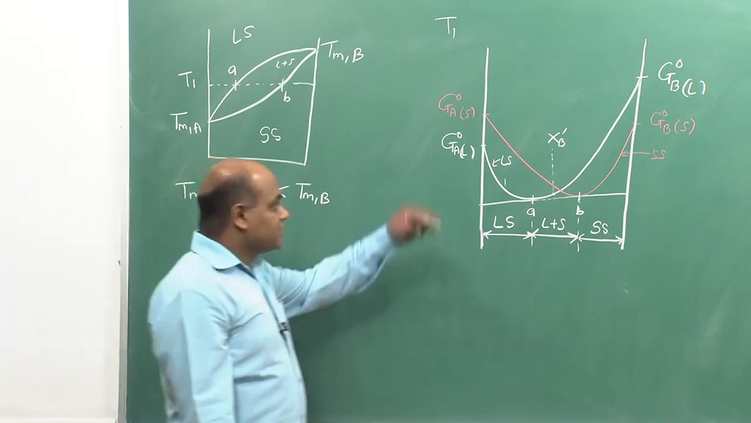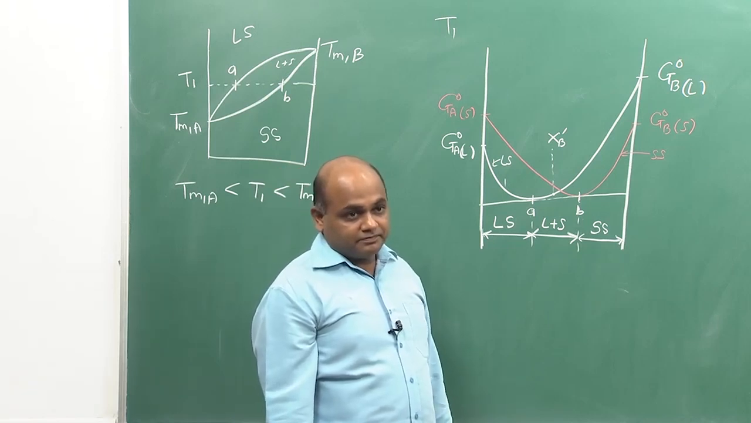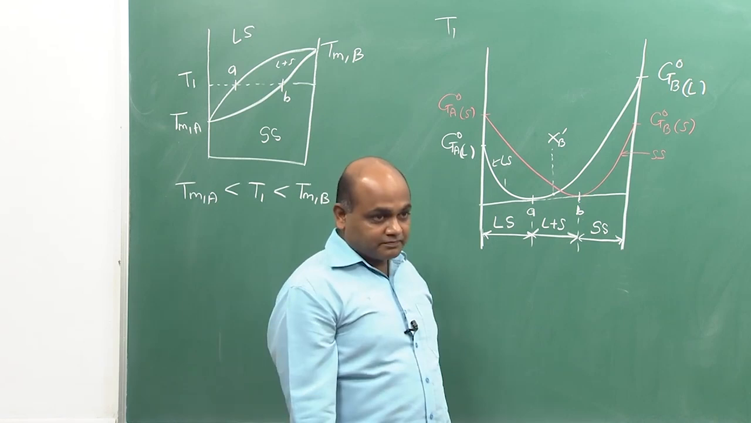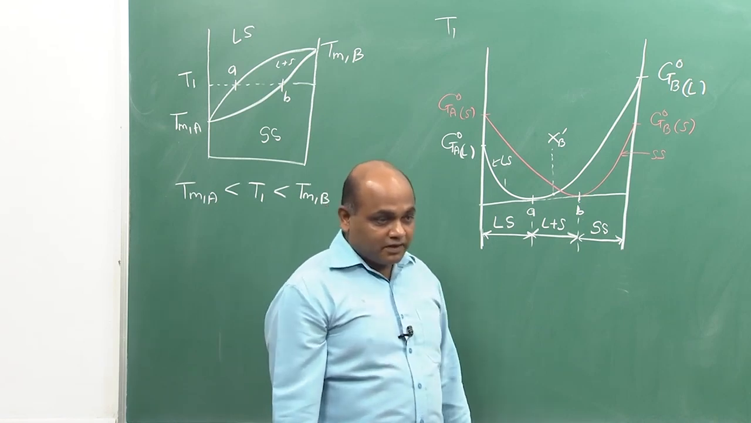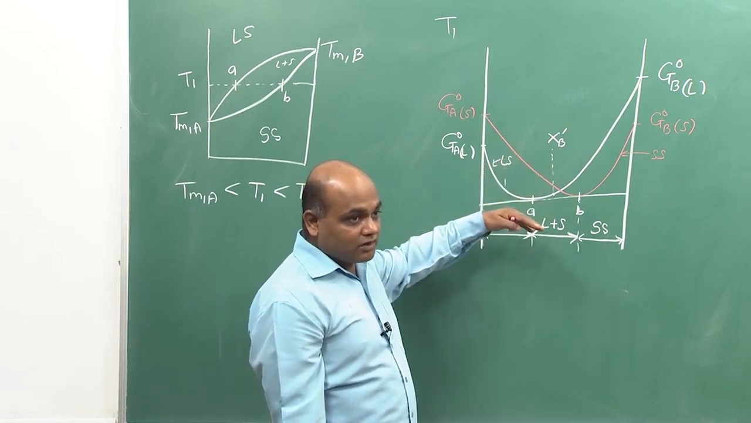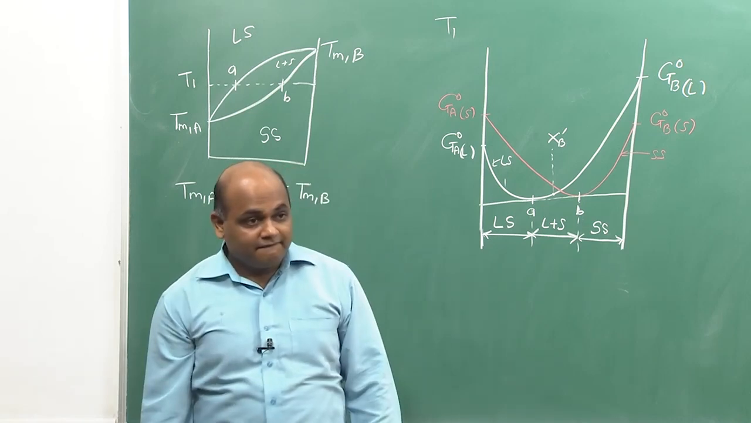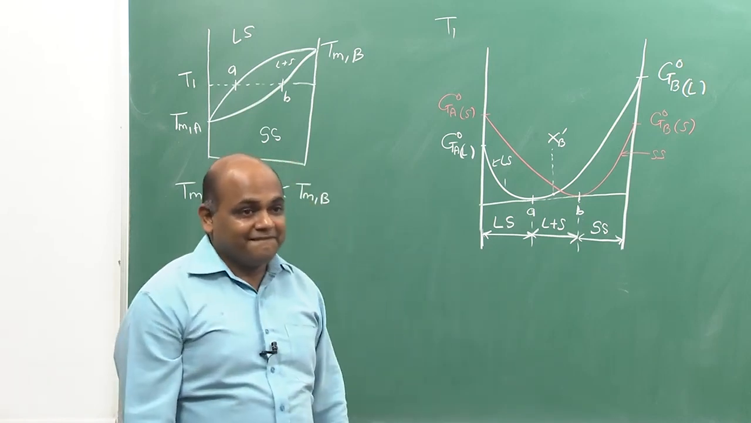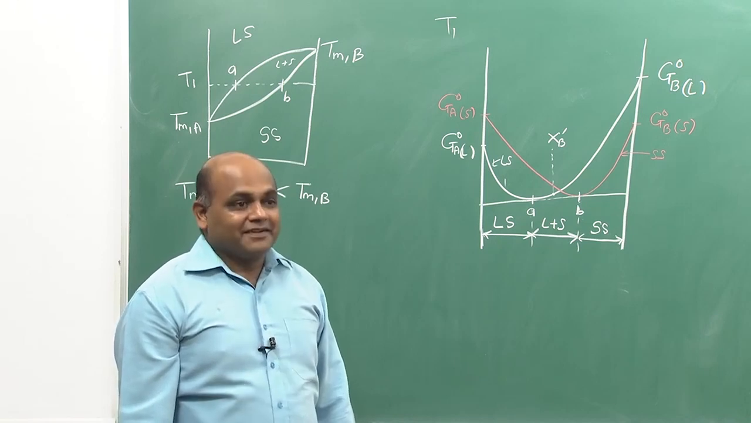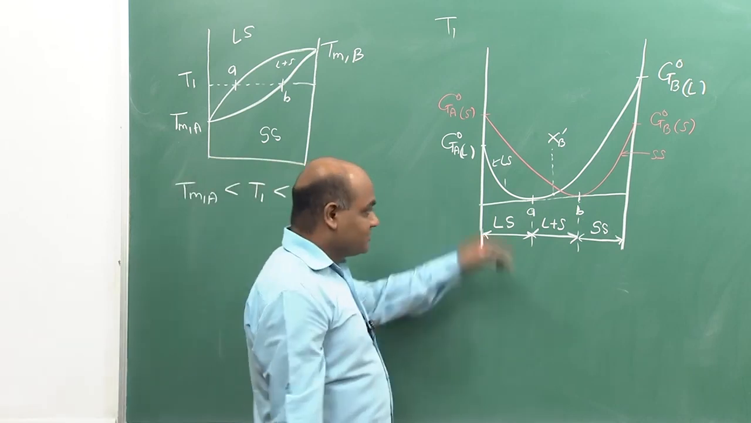So, if we increase the temperature, what should happen? Will the two curves shift up or down, or one will shift up, one will shift down? Exactly, both the curves will shift down. Why?